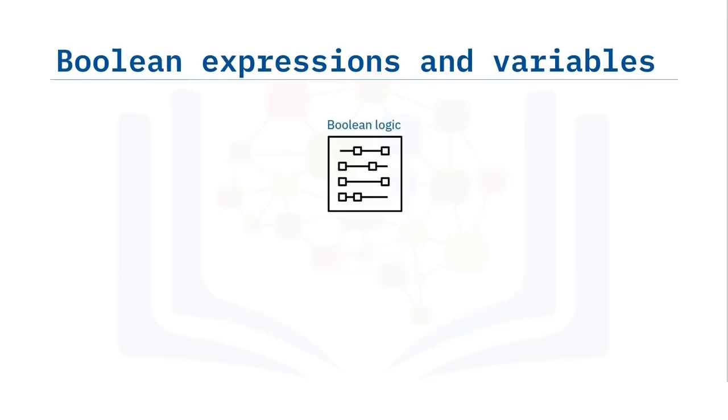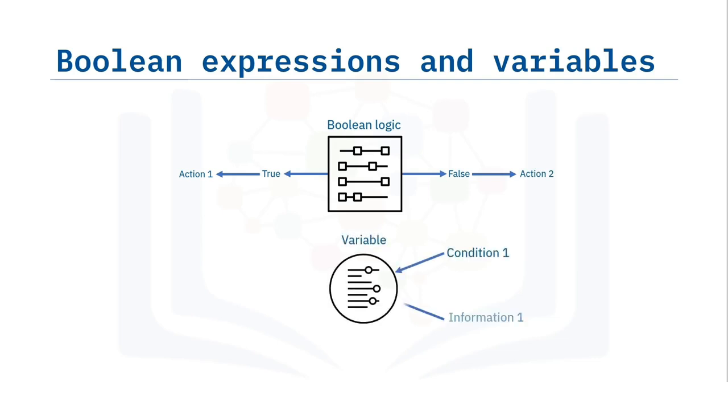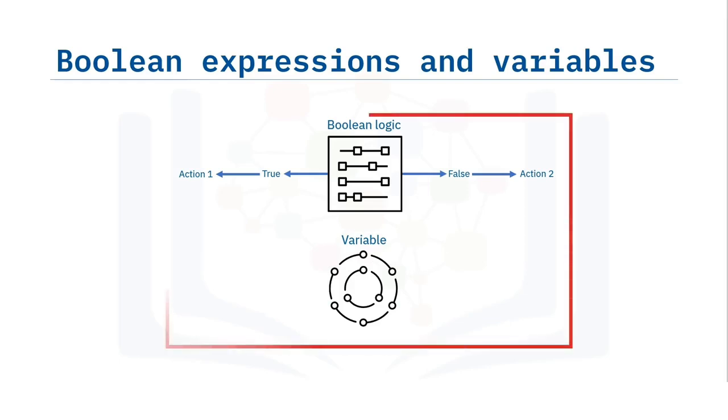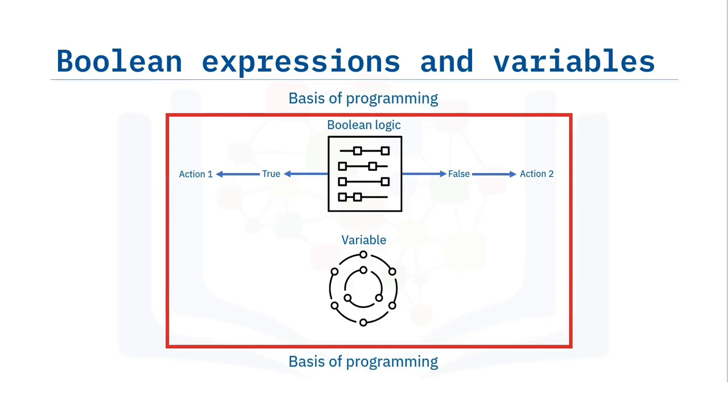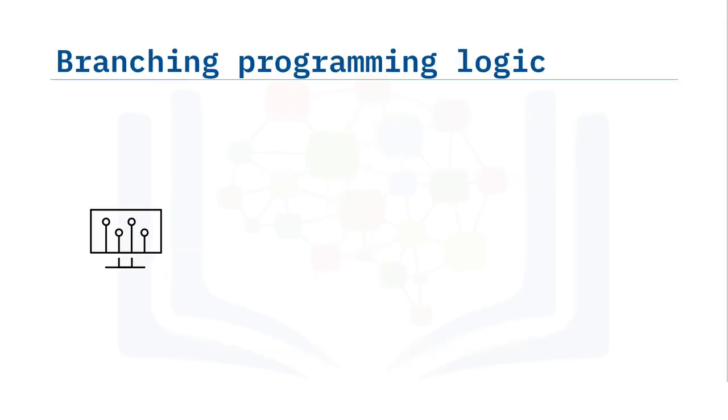Computers use Boolean logic to make decisions. The computer takes one action if a Boolean expression is true and a different action if the expression is false. Typically, a program consists of instructions that tell the computer what to do and data that the program uses when it is running. A variable has a value that can change depending on conditions or information passed to the program. Boolean logic, along with variables, form the basis of programming.